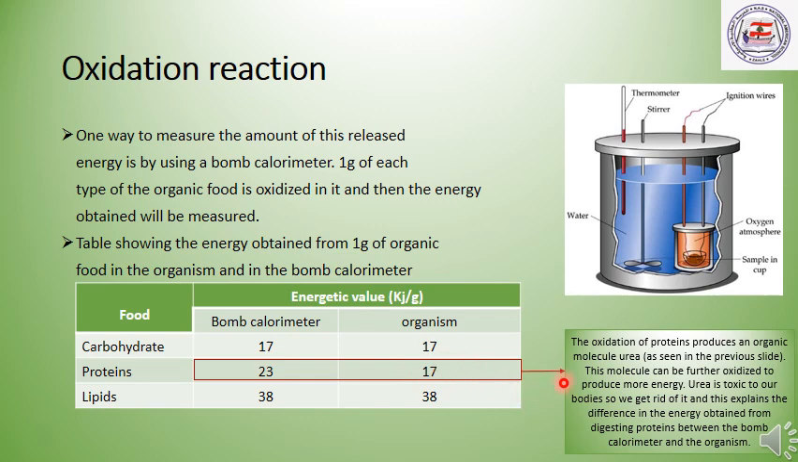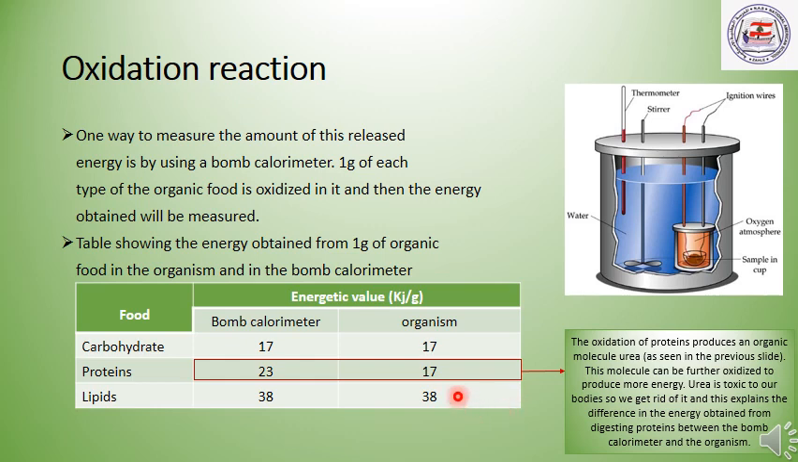Why is there a difference? How come we have a lower amount of energy obtained when oxidizing the protein inside the organism? This goes back to the previous slide when I told you that a byproduct obtained from the oxidation of an amino acid is urea. Urea is an organic molecule. Anything organic means that it can still produce energy upon oxidation.